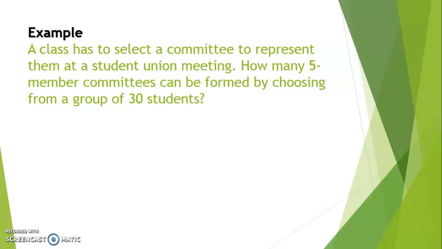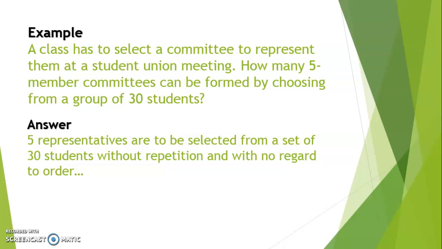For example, a class has to select a committee to represent them at a student union meeting. How many 5-member committees can be formed by choosing 5 elements from a group of 30 students? So 5 representatives are to be selected from a set of 30. Obviously, there are no repetitions. The same student cannot be selected 2 or 3 or 4 times on this committee. And there is no regard to order. We're going to send a 5-member committee as a group. So the outcome will be 30 choose 5. So from 30 elements, choose 5 to act as your representatives.